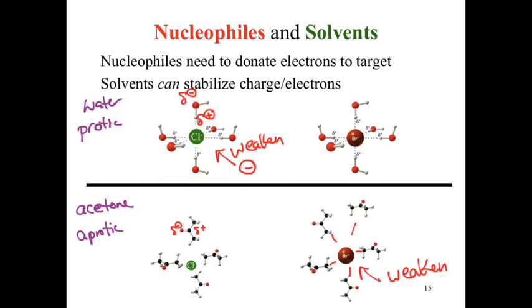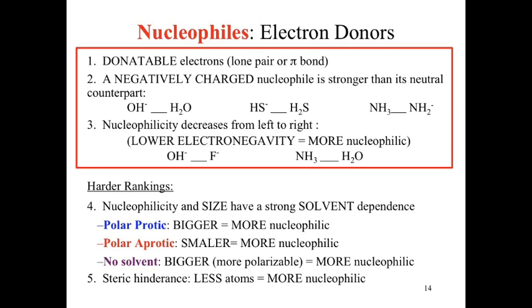In the aprotic environment, we're looking at our smaller atom. Thank goodness, so yeah, we got that right. The next thing to watch out for is that if you have no solvent, so if we're not specifying a solvent, bigger is more polarizable, meaning the electron density in that larger structure can shift over a larger area, and it can potentially become more nucleophilic.